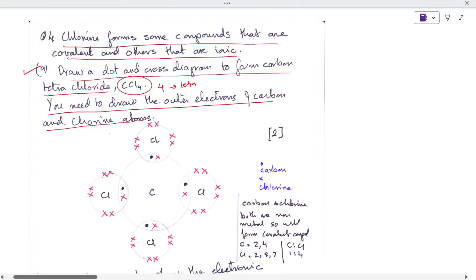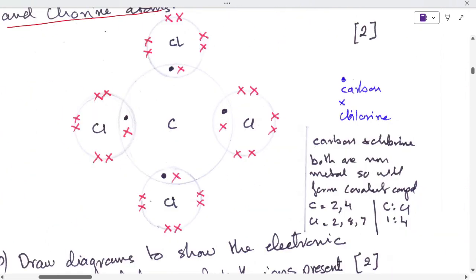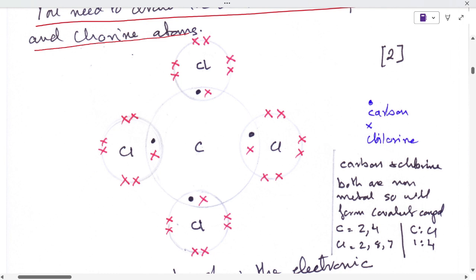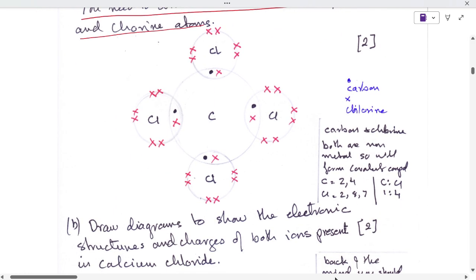Now, I have been mentioning before also, in your question they will tell you whether to draw only valence electrons, and if they do not say valence electron or the outer electron, then you can draw all of the shells. Now, in order to solve this question, you should know at the back of your mind, which I have written on the side in a margin, that carbon and chlorine both are non-metals, so they will form covalent compounds. First of all, you have to decide whether chlorine and carbon are going to form ionic or covalent. As both are non-metals, they will form covalent compounds.